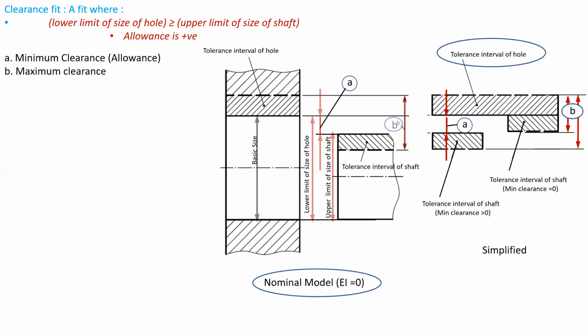Now there are two classes of clearance fits. For the first case, the tolerance interval is shown. In this case, the minimum clearance is greater than 0. And the second one, tolerance interval of shaft when minimum clearance is equal to 0. So there are two classes of clearance fit. In the first case, the minimum clearance is positive or the allowance is positive. And in the second case, the allowance is 0.